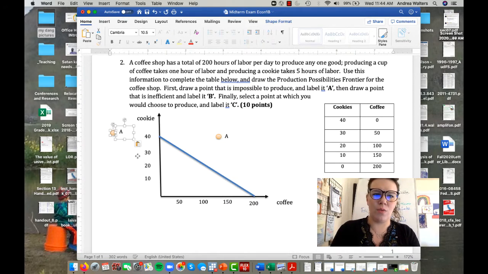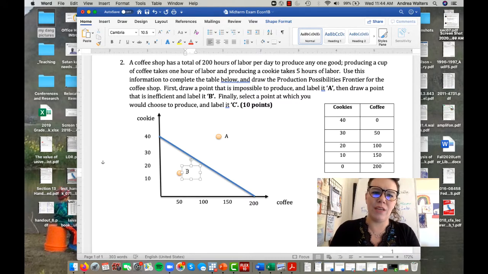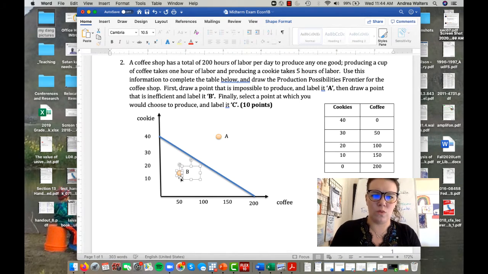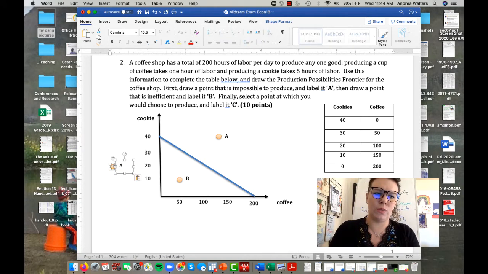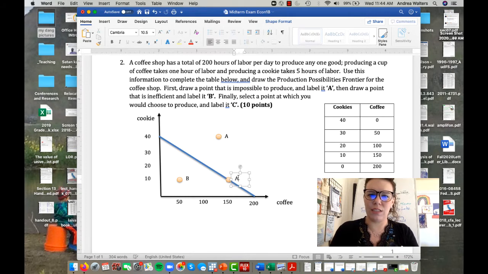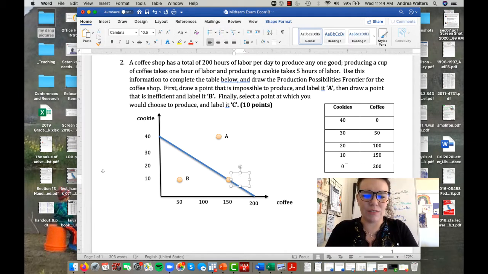Now I'm going to do another point, and I'm going to put it under the production possibilities frontier and label it B. That would be an inefficient point. So maybe I want it to be 10 cookies and 50 cups of coffee. That would be pretty inefficient, right? The next point I want to do is I want to have my point C be a point that I like. And I'm going to make it be a lot of coffee and a little bit of cookies. So my point C is going to be 10 cookies and 150 cups of coffee. That would get me going.